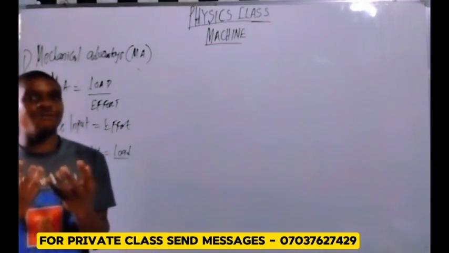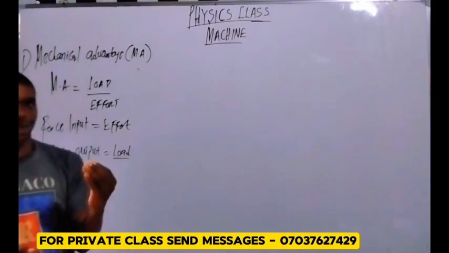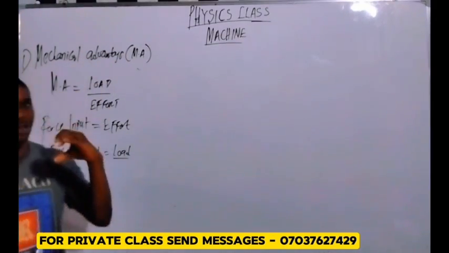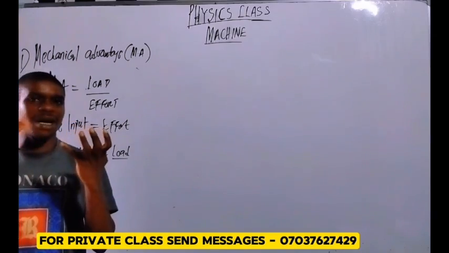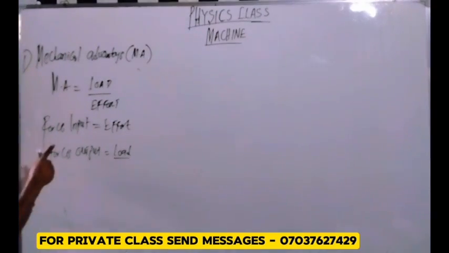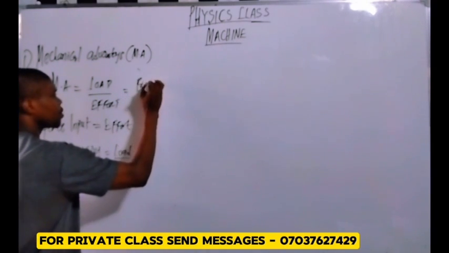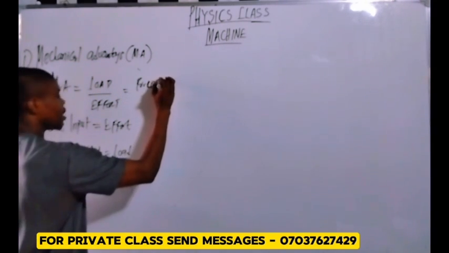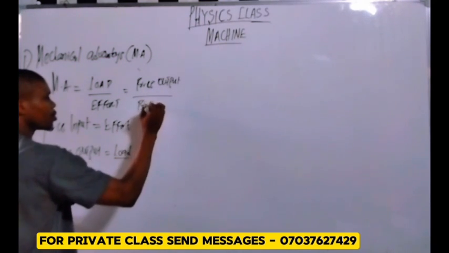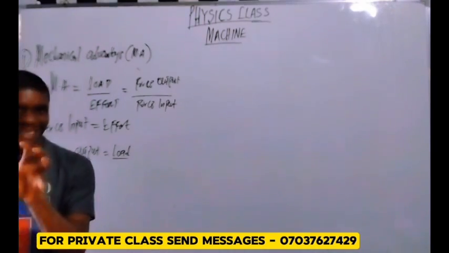The reason why it's called the force ratio is that mechanical advantage is a ratio of force to force, but one force is the load, while the other force is the effort. Do you understand? So load is also the force output, over the force input. These are things you need to take note of here.